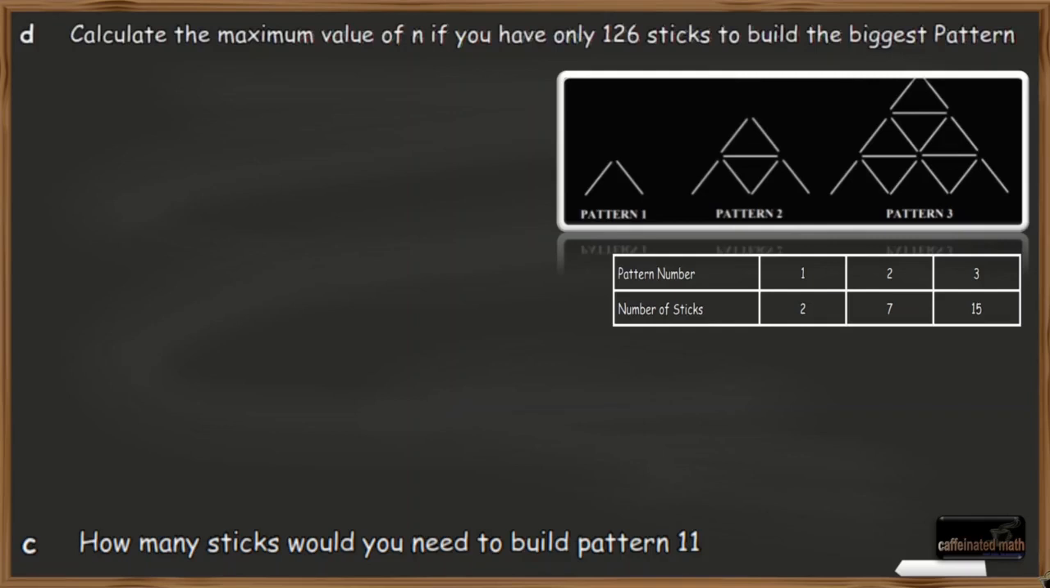So C, how many sticks would you need to build pattern 11? Well, that question is just asking for the value of term 11, which is equal to 3 over 2, substitute 11, and then square it, plus 1 over 2 multiplied by 11. Any calculator should be able to handle that and give you 176, with a very simple mark allocation, a mark for substitution, and a mark for your actual answer.